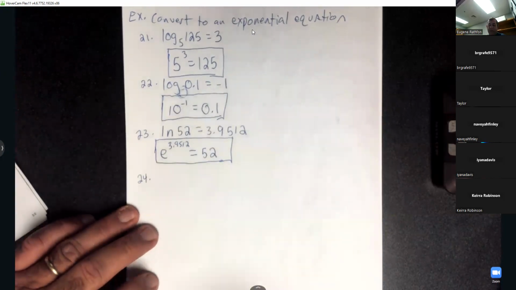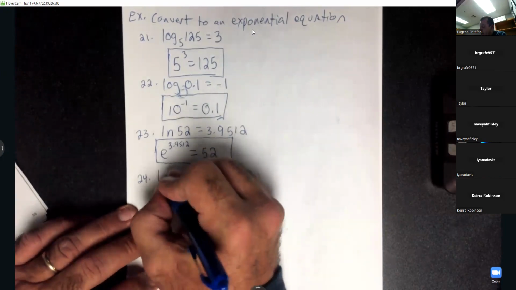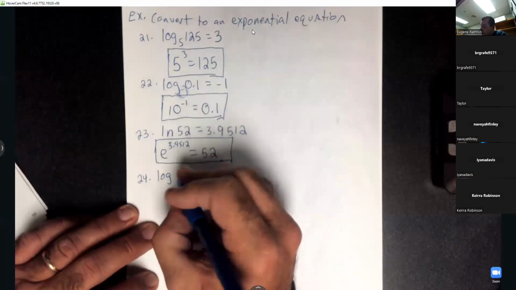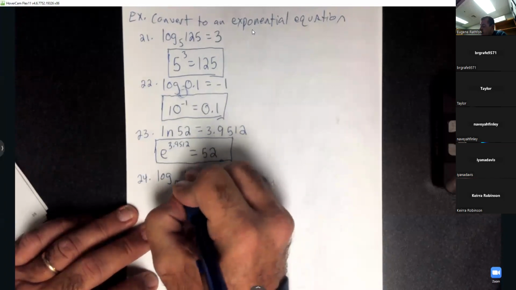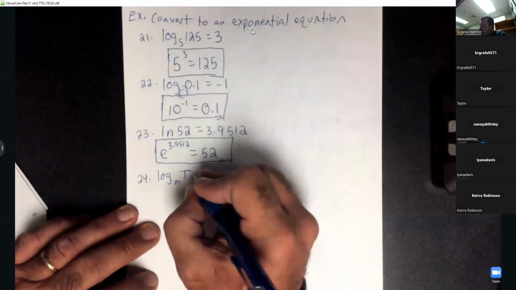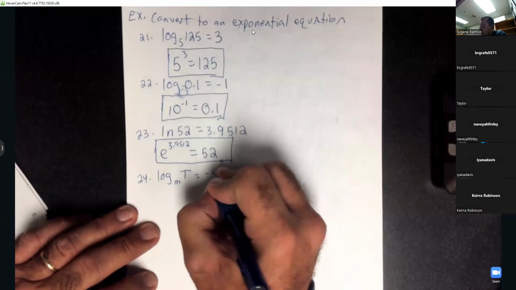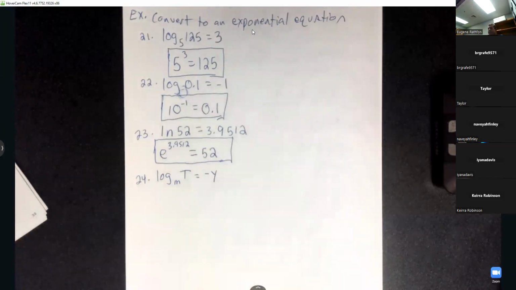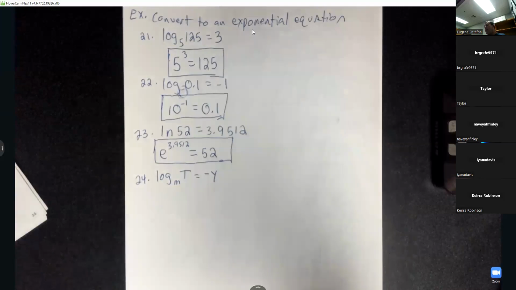All right, so I'm going to let y'all do this one. 24 has the log base M of T equals -Y. Now, y'all remember also in MyMathLab, if they give you capital letters, you better use capital letters. If they use small letters, you got to use small letters, okay? So what would y'all get on that?